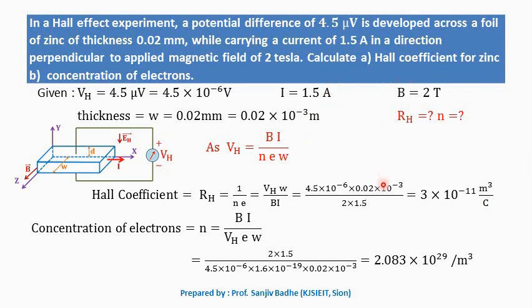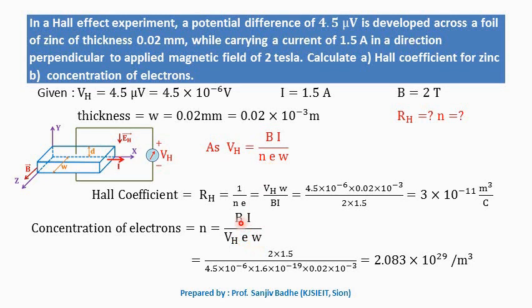So first part is done. In the second part we are asked to find the concentration of electrons. By using the same relation we can rearrange the terms, and we can write the relation for N to be equal to BI upon VH e w. N is equal to BI upon VH is taken on the other side, VH e w.